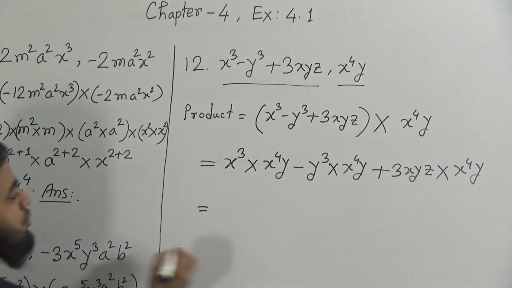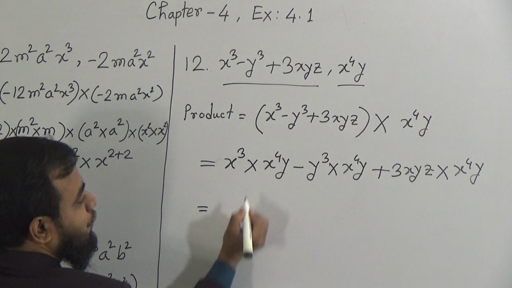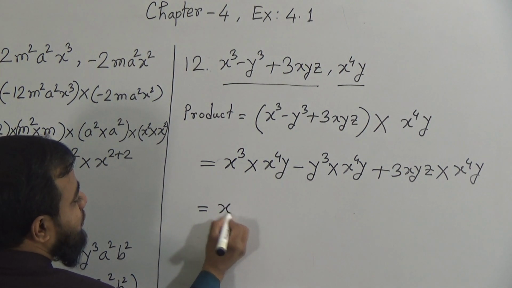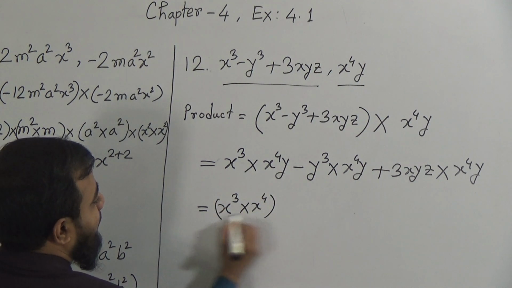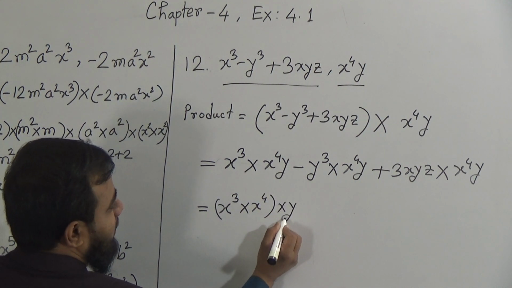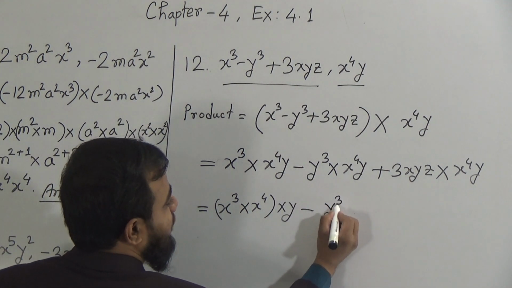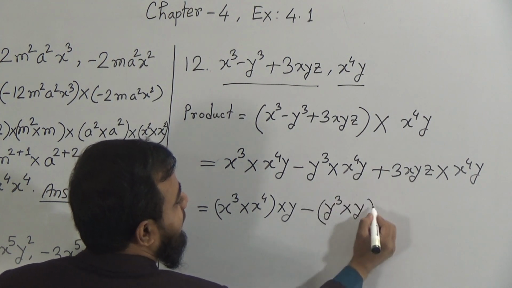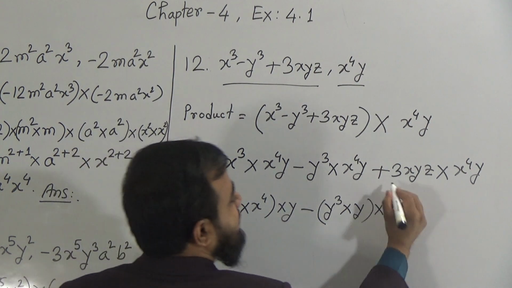How will it multiply? Look, x cube multiplied with x to the power 4 and y. So separate these: x cube multiplied with x to the power 4 multiplied with y. Now minus sign, y cube. It's y cube multiplied with y. Separate the similar variables. Now multiply with x to the power 4. After that plus, its numeral is 3.